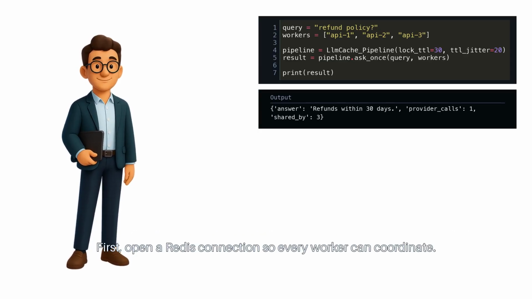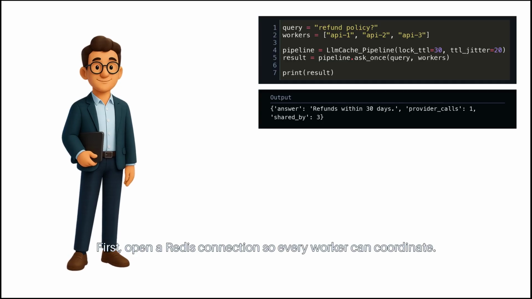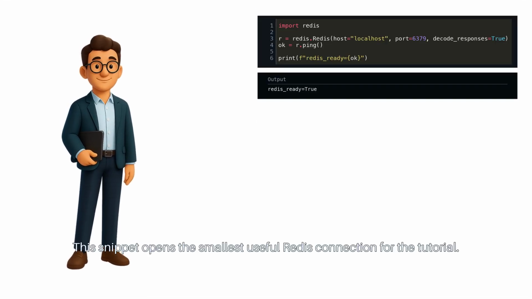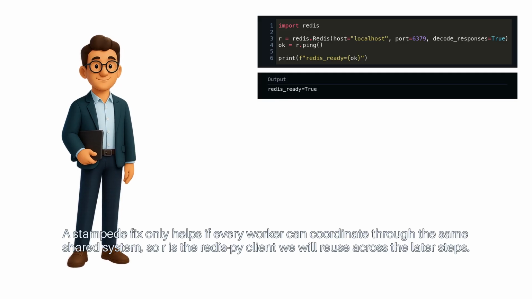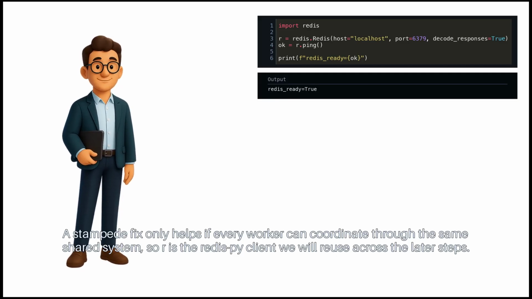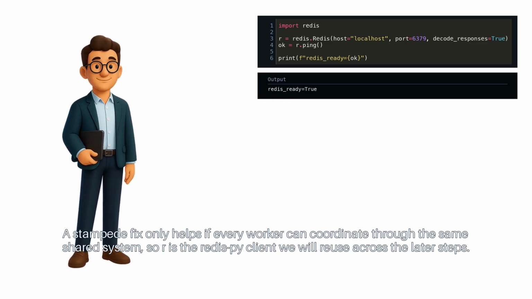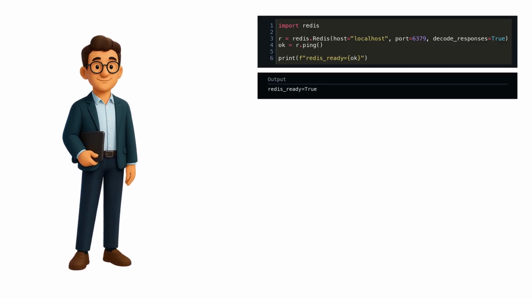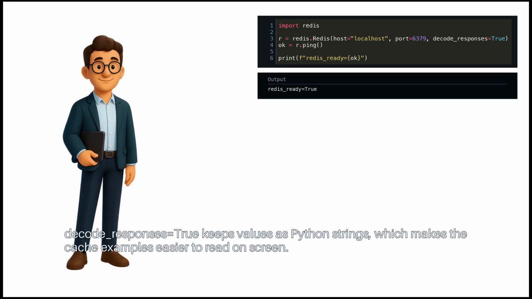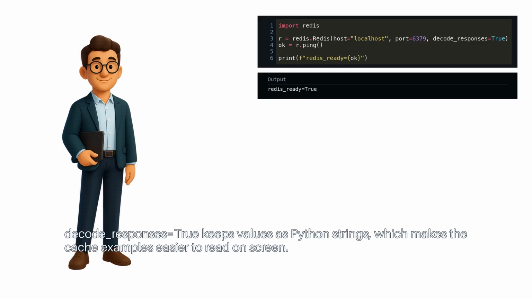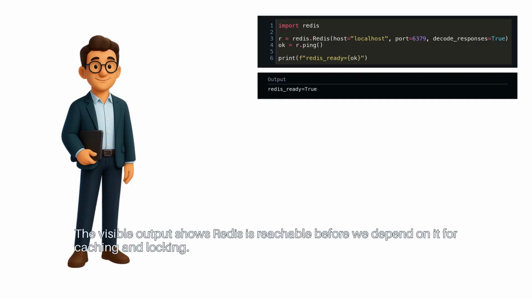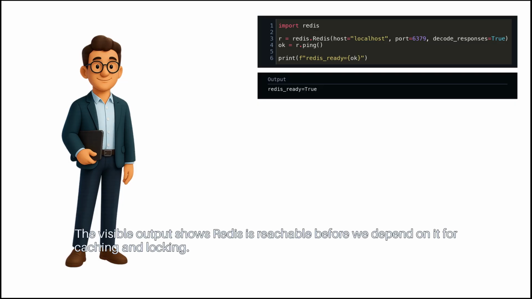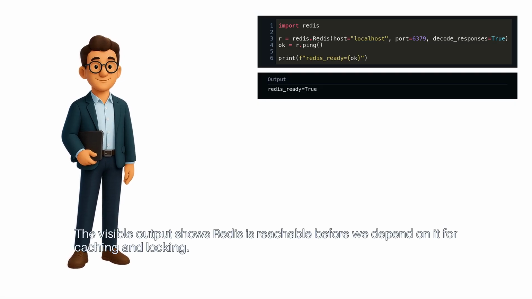First, open a Redis connection so every worker can coordinate. This snippet opens the smallest useful Redis connection for the tutorial. A stampede fix only helps if every worker can coordinate through the same shared system. So r is the redis-py client we will reuse across the later steps. decode_responses=True keeps values as Python strings, which makes the cache examples easier to read on screen. The visible output shows Redis is reachable before we depend on it for caching and locking.